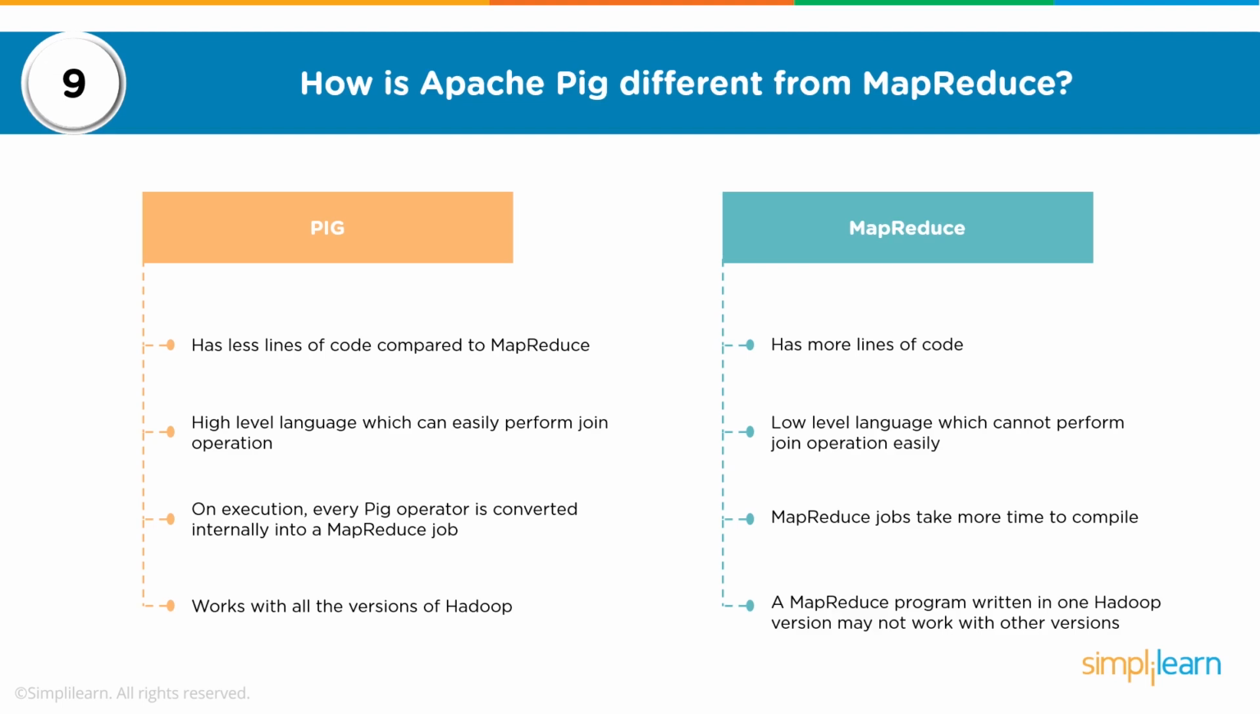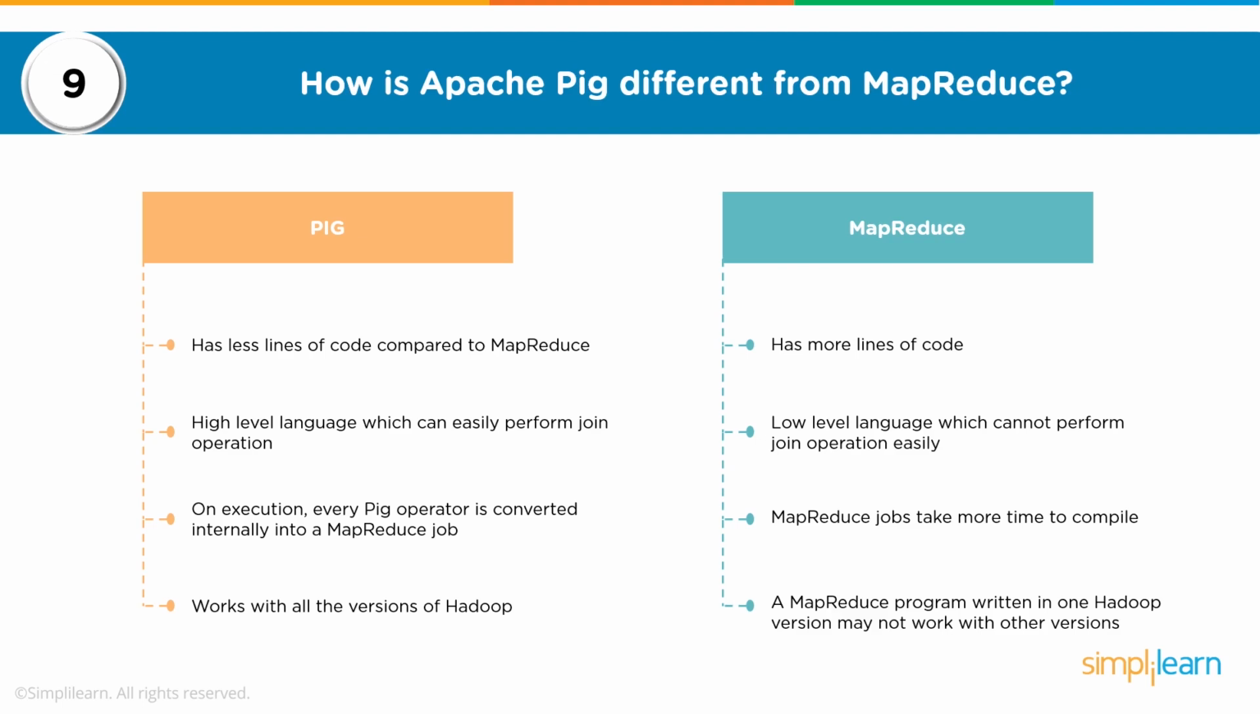However, MapReduce has more lines of code. Pig is a high-level language which can easily perform join operations or other data processing operations. MapReduce is a low-level language which cannot perform join operations easily. We can do joins using MapReduce, however, it's not really easy in comparison to Pig. Now, as I said, on execution, every Pig operator is converted internally into a MapReduce job. So every Pig script which is run would be converted into a MapReduce job. MapReduce overall is batch-oriented processing, so it takes more time to compile and more time to execute, either when you run a MapReduce job or when it is triggered by a Pig script.